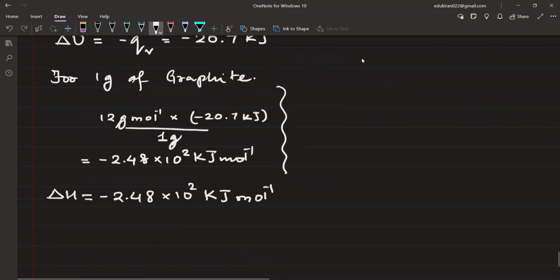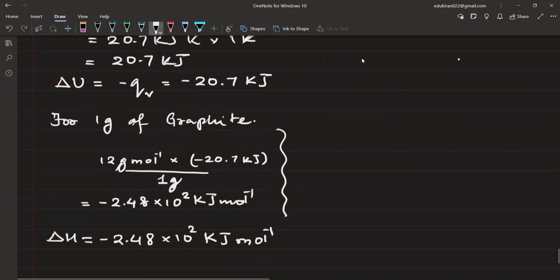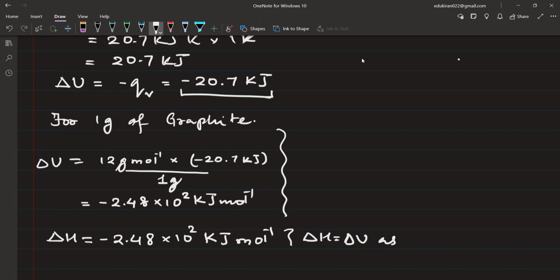So ये तो हमने क्या calculate किया? This is actually delta U, क्योंकि we are calculating it from minus 20.7 kilojoule. ठीक है? Minus 20.7 kilojoule into 12 grams, that is going to give you delta U. But delta U is also equal to delta H, because please write here, delta H is equal to delta U. For 1 gram of graphite, delta U is equal to this much, delta H equals delta U, as delta Ng is equal to 0. ठीक है? Please write this down.